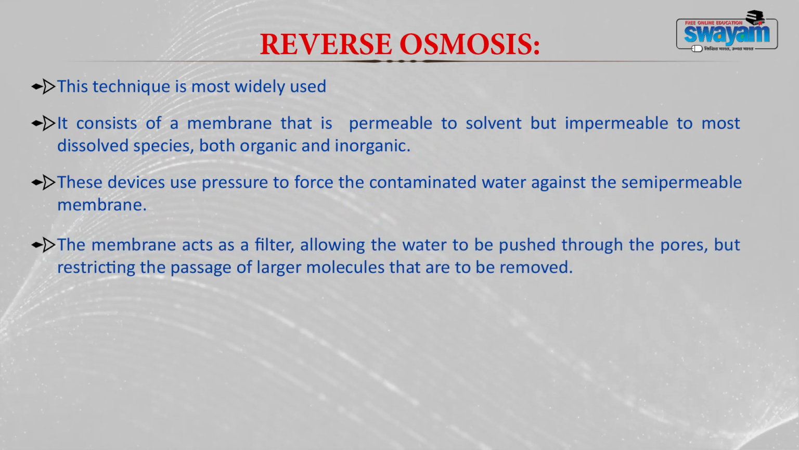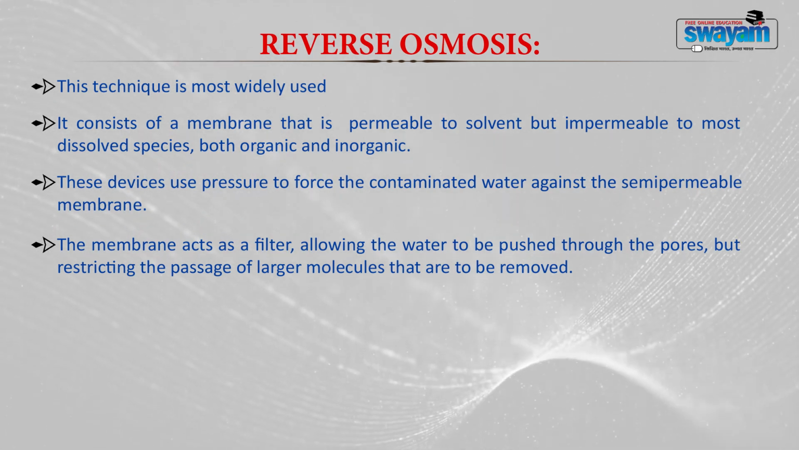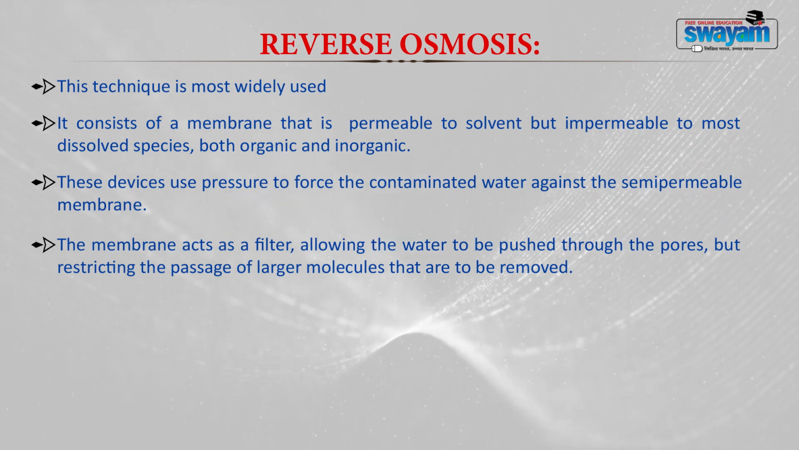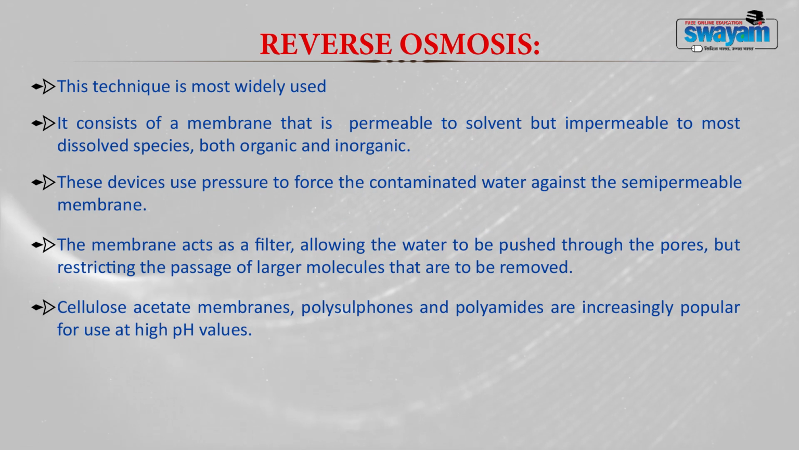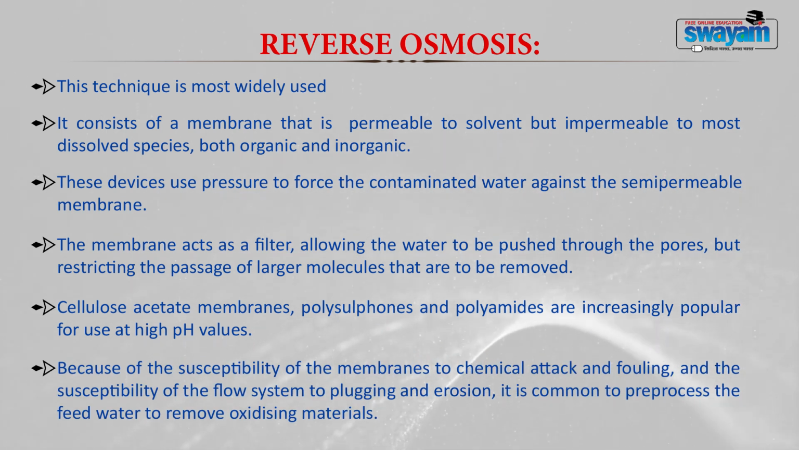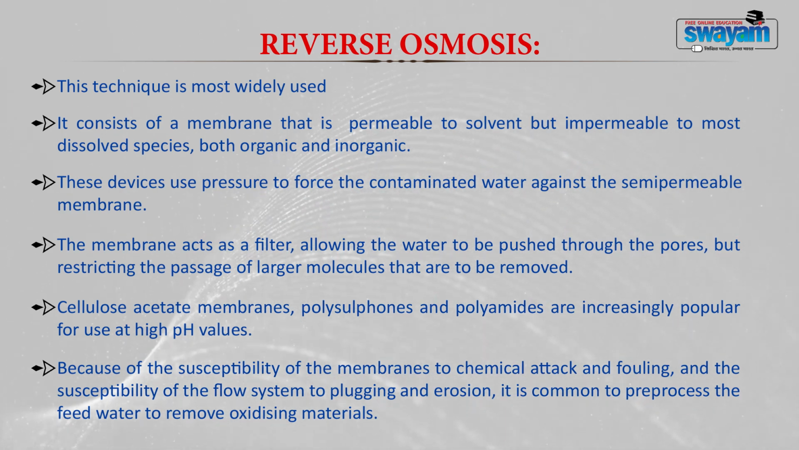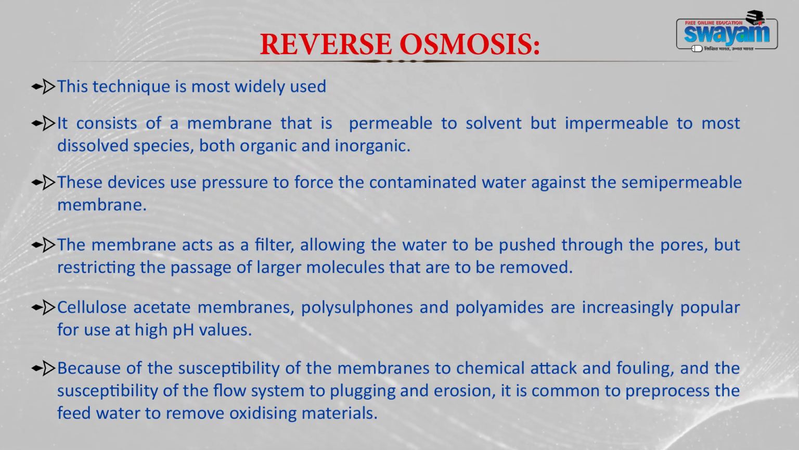Now, water is forcefully pushed through the pores, but it restricts the passage of large molecules which is generally removed as a reject. Cellulose acetate membrane, polysulfones, and polyamides are the different types of membrane which are generally used in a reverse osmosis process. Due to the susceptibility of membranes to chemical attack, fouling and plugging of the flow system and erosion problems, the feed water is generally pre-processed and then subjected to the reverse osmosis process.